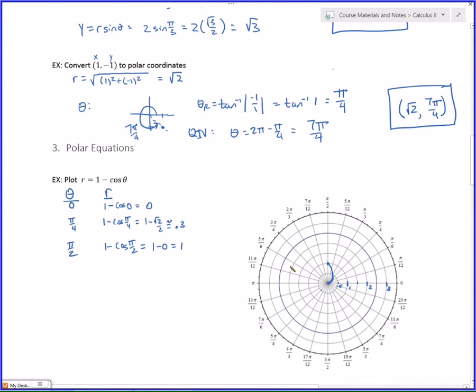What happens at, say, 3 pi over 4? One minus cosine of 3 pi over 4. That's 1 minus a minus square root of 2 over 2, which is about 1.7. So as I get out to here, I'm actually not quite halfway between 1.5 and 2. Right, here's my 2, here's my 1. So 1.5 is here, so about there.